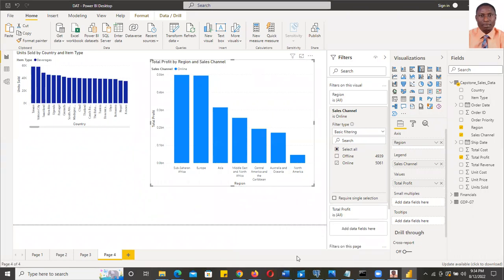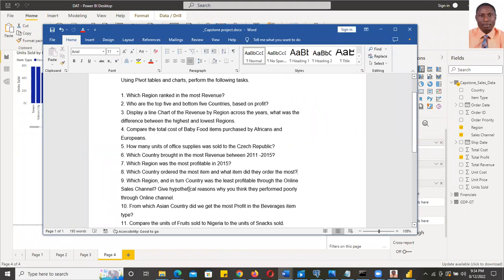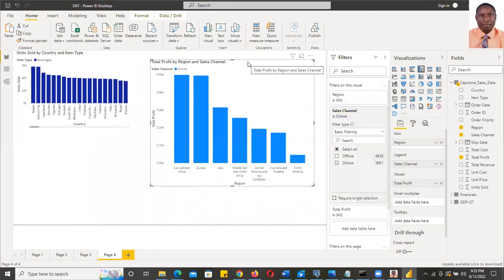And now part B says, give hypothetical reasons why you think they perform poorly through online channel. Can somebody throw more light on this? Why do we think they perform poorly through online channel?